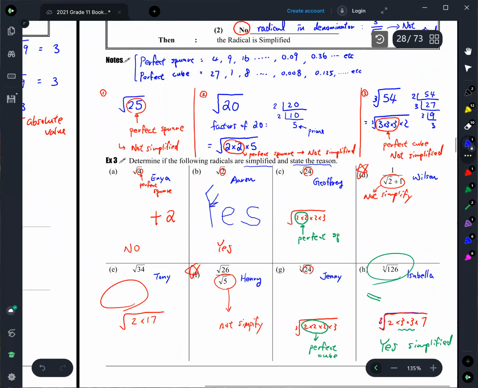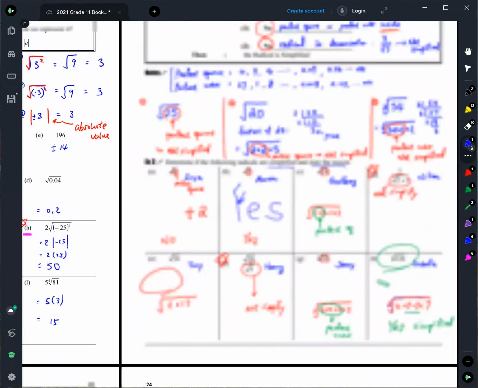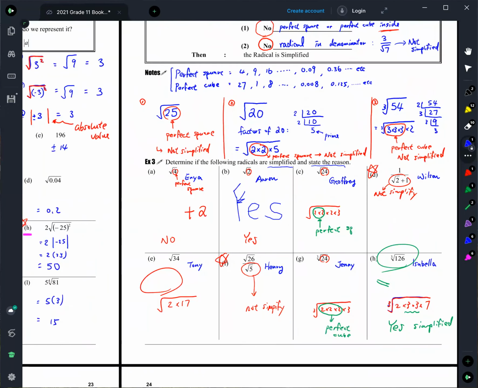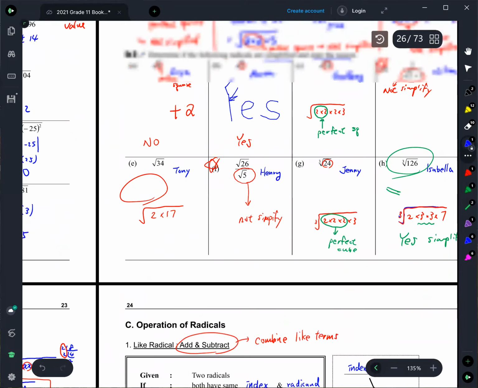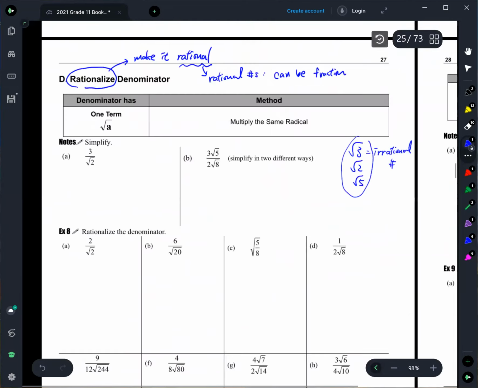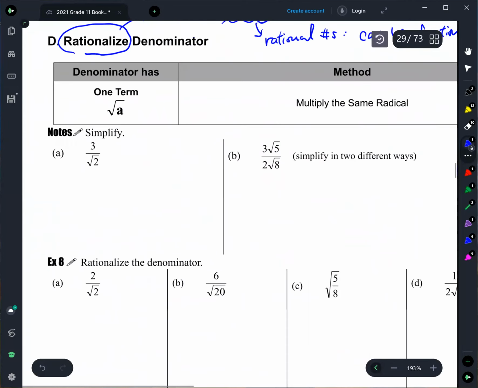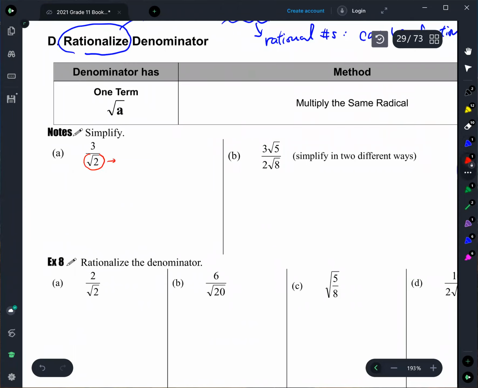So rationalizing the denominator is trying to make the denominator become rational, right? Because square root of 5 is irrational. You want to make it rational, so that's our goal. That is called simplifying the denominator. So the way to do that, right? For our first question here, it's very simple. This number is irrational.